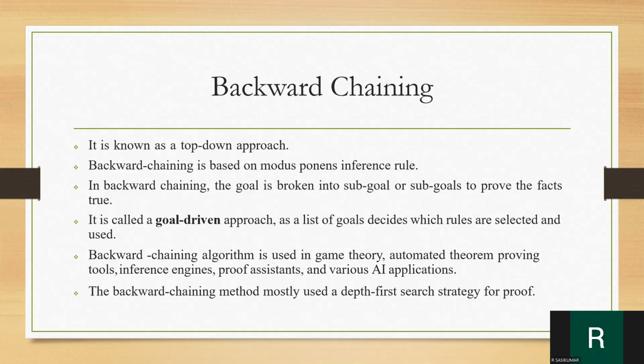In the previous video we have seen forward chaining. Forward chaining is called a bottom-up approach. In backward chaining, it is known as a top-down approach. Backward chaining is based on the modus ponens inference rule. In backward chaining, the goal is broken into sub-goals. Sub-goals are to prove the facts true. It is also called a goal-driven approach, as the list of goals decides which rules are selected and used.